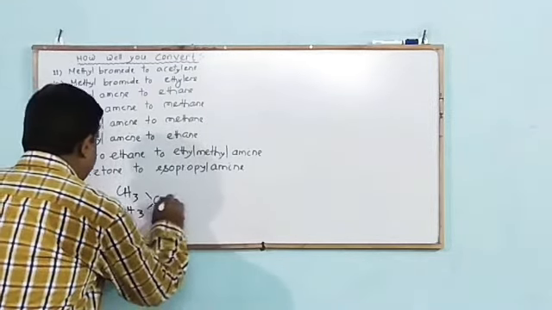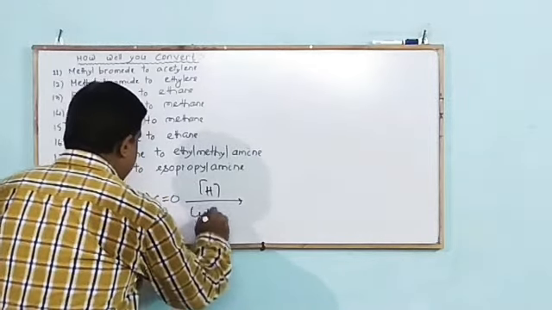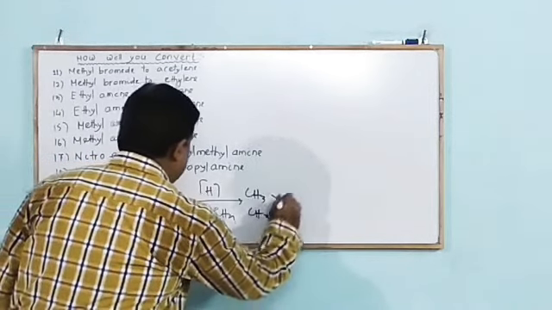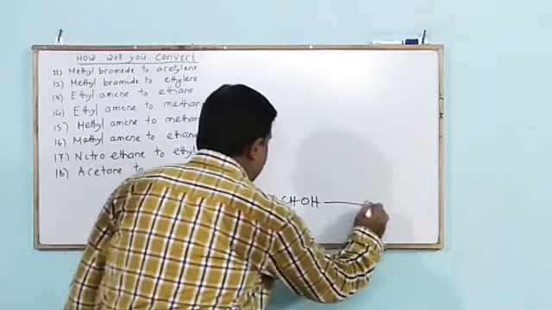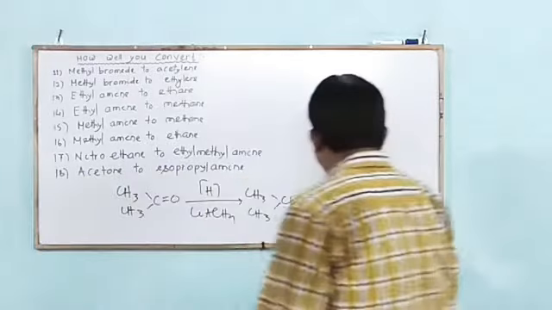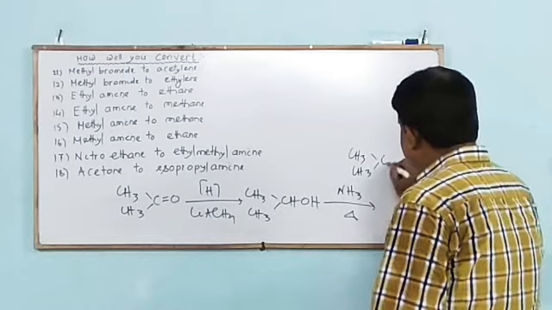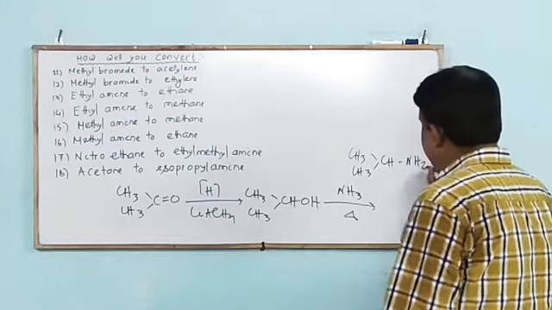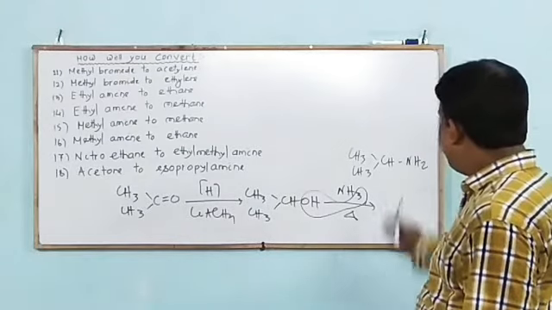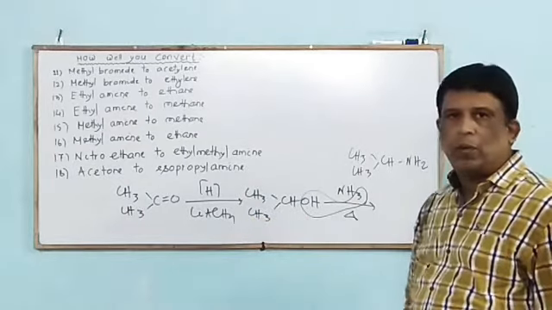Acetone undergoes reduction with LiAlH4 to form isopropyl alcohol. When isopropyl alcohol is heated with ammonia, OH and one H are removed. What is formed? CH3CH(NH2)CH3. Here the OH and H are removed as water to form isopropylamine. So acetone is converted to isopropylamine.